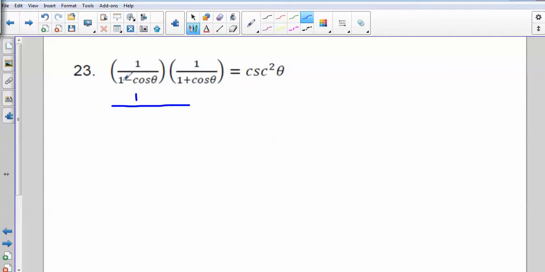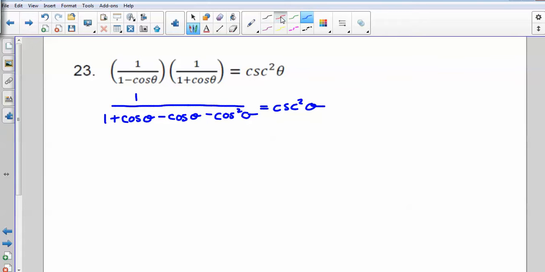And then in the denominators, I need to FOIL. So I need to multiply 1 times 1, 1 times cosine, negative cosine theta times 1, and negative cosine theta times cosine theta, which is negative cosine squared theta. And then I'm going to bring the right side down.